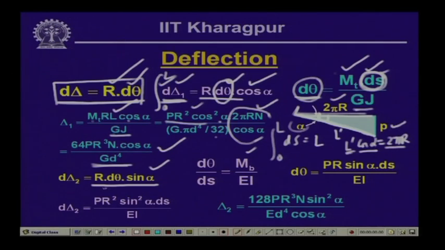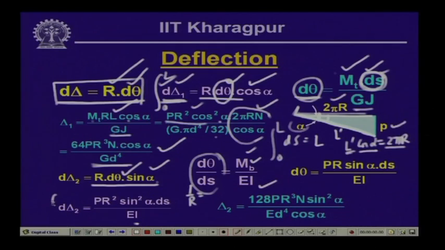Now, in this particular case, as we know that M by I is equal to sigma by y is equal to E by R, and 1 by R is nothing but the curvature, which is equal to d theta by ds. So, d theta by ds equals M_b by EI, where M_b is the bending moment, and therefore, d theta is equal to M_b ds by EI. So, in r d theta times sin alpha, if we replace d theta with M_b ds by EI, and integrate that, then d delta 2 becomes P r square sin square alpha ds by EI.